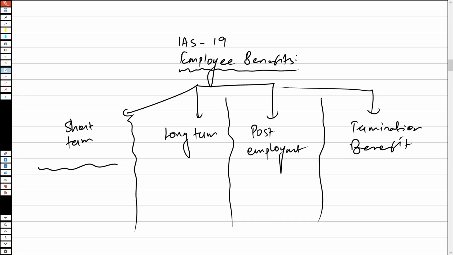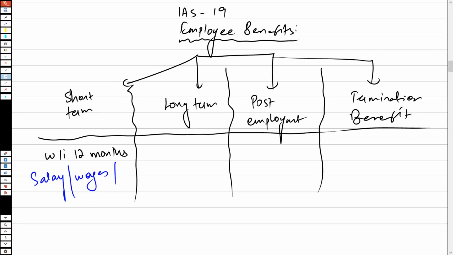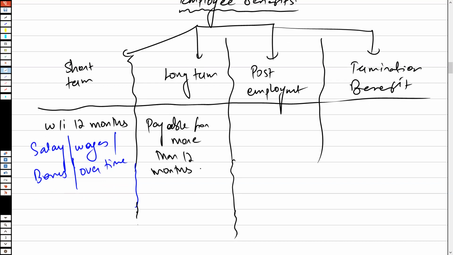Now, what exactly are these different types of benefits? Usually the short-term employee benefits are those benefits which are paid within a 12-month period. For example, you've got salaries, wages, bonus, overtime, et cetera. They are all considered short-term employee benefits. Then we have the long-term employee benefits, which are payable for more than 12 months.